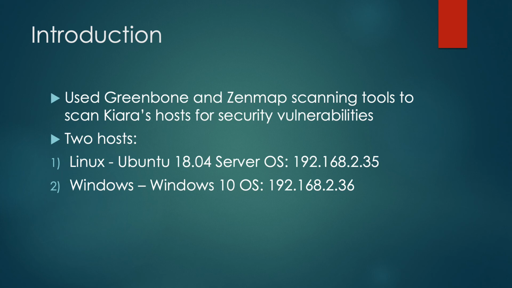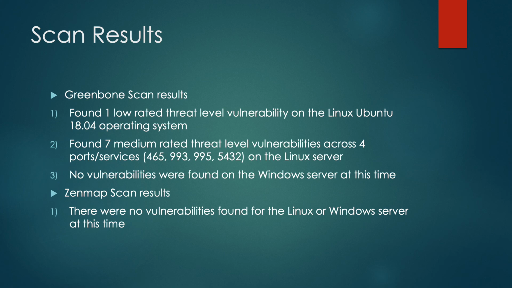It answers to the Internet Protocol address 192.168.2.35. The second host scanned is the Windows server. It's running the Windows 10 operating system, and it answers to the Internet Protocol address 192.168.2.36. And here are the scan results.